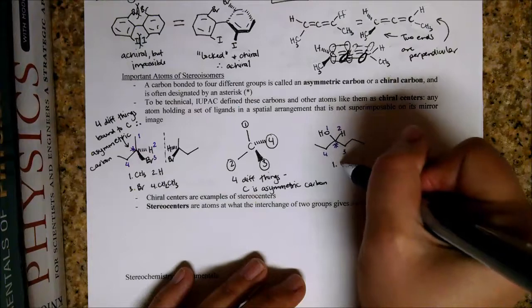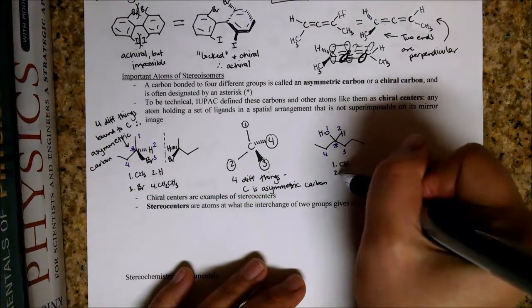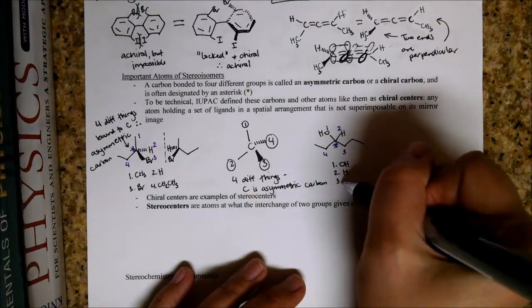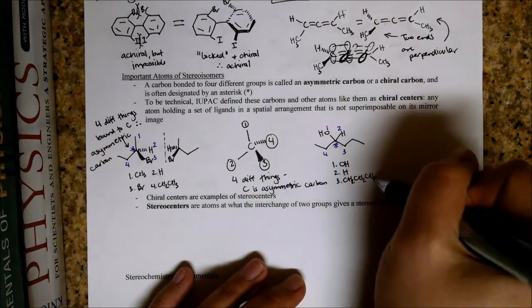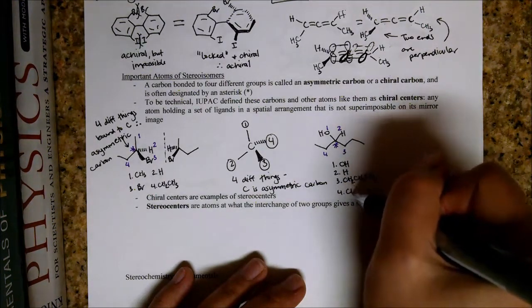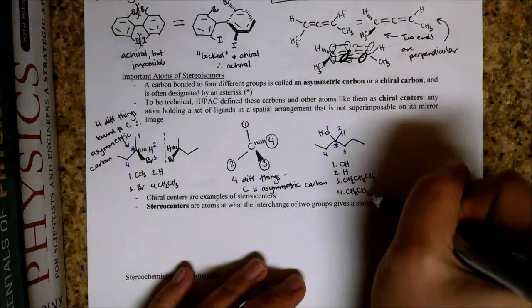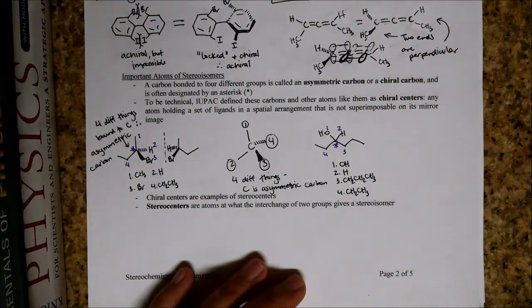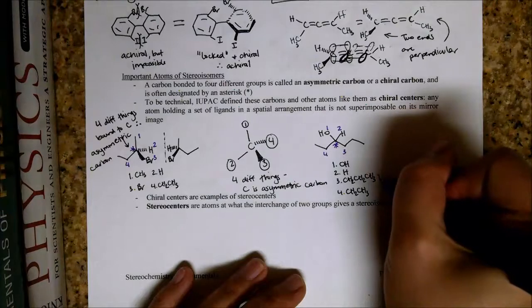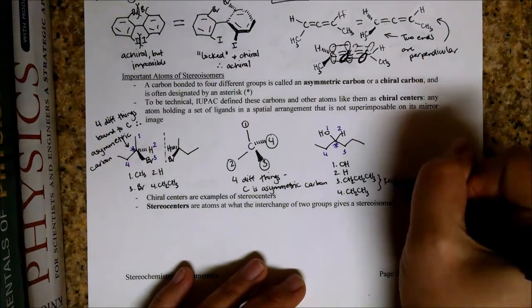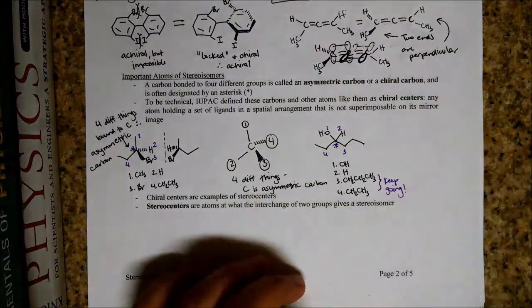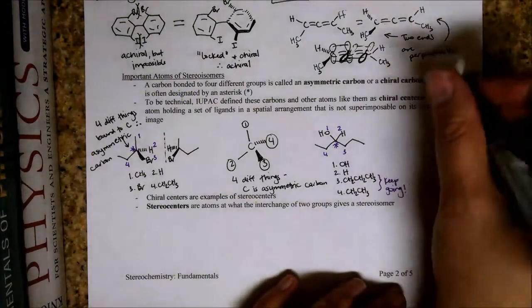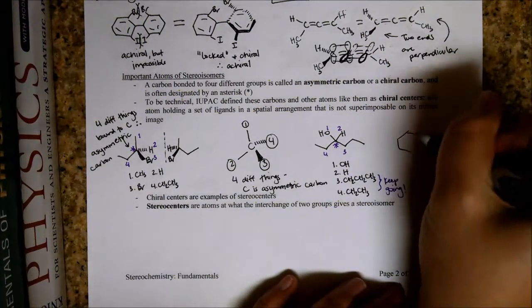Again, our 1 is the OH, 2 is H, 3 is CH2, CH2, CH3, and 4 is CH2, CH3. These are different groups. You have to keep going along the chain to look for the differences. Look for a point of difference. Okay, how about one more?